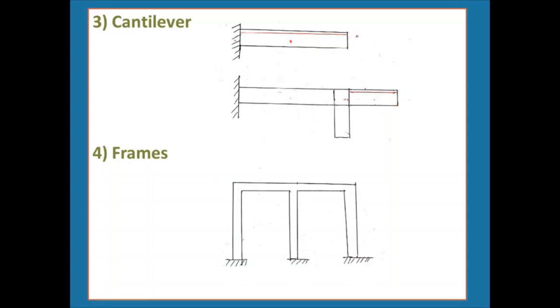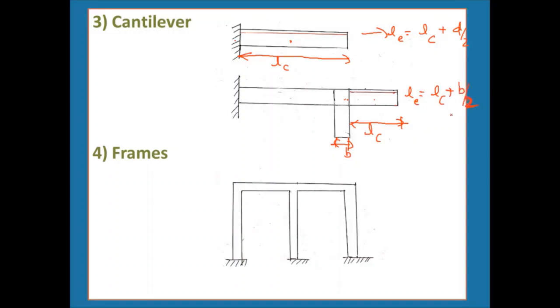Now if the cantilever is formed by the fixed end, then this is the clear span here. Then effective span LE equals LC plus D by 2 directly. Now in this condition, B is the support width here and LC is the clear span. Then in the continuous support condition, LE is taken as LC plus B by 2.